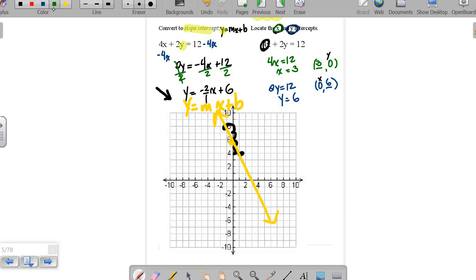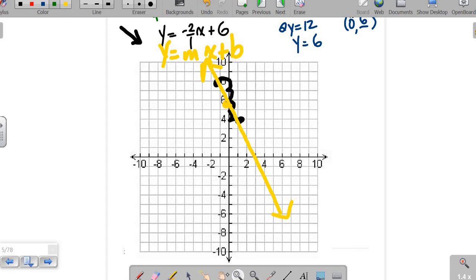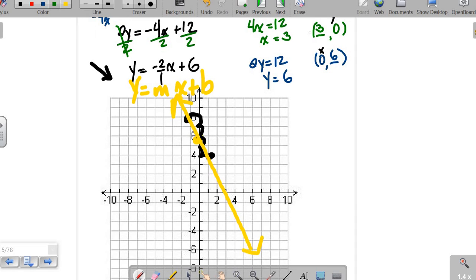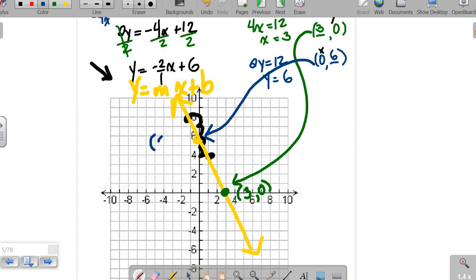Now, if we were to have done this using intercepts, you would start by graphing your x-intercept, which is right here, (3, 0), and your y-intercept, which is right here, (0, 6). Once you have 2 points, then you can graph the line. And again, it's the same line. So it's 2 different ways to graph the same line using intercepts or y equals mx plus b.